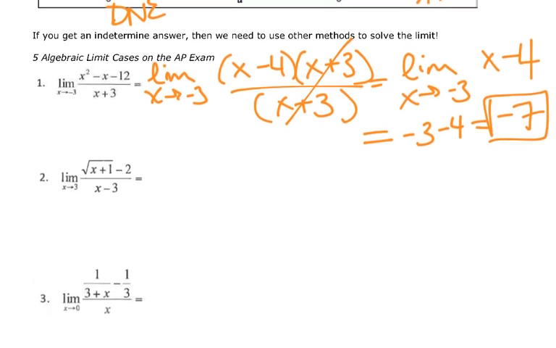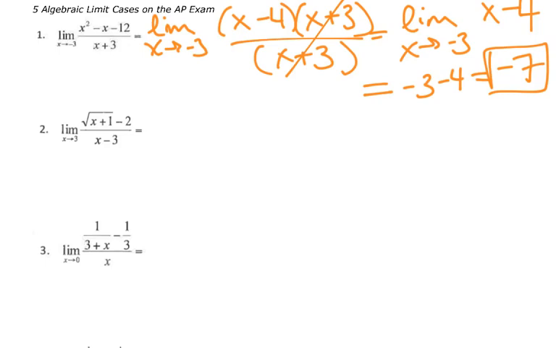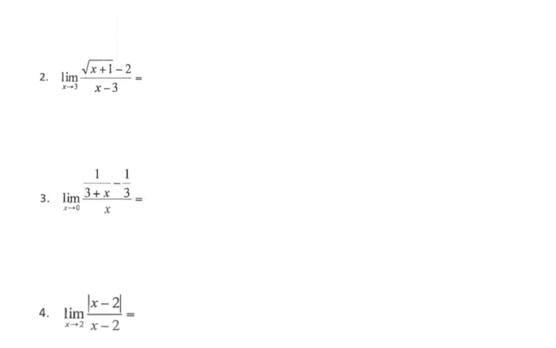Okay, in the next one, we've got some radicals. I'm going to clear the screen so I've got some more room to work for this one, because this can take up a lot of space. So if we plugged in 3 to this expression, we would also end up with 0 over 0, which is indeterminate. So we need to use a different method.